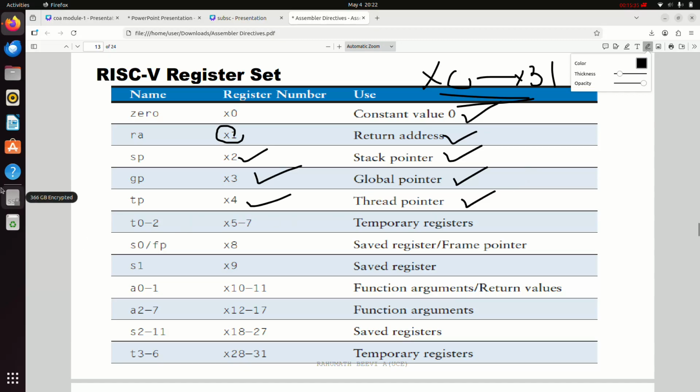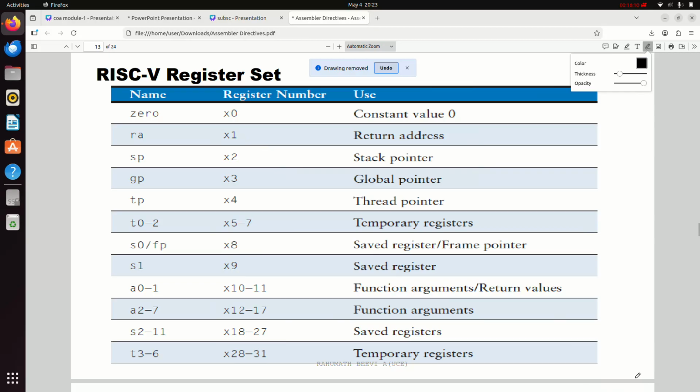Temporary is temporary, you have to understand that first: x5 to x7 are the first temporary registers. x8 is a saved register or a frame pointer. x9 is also a saved register. Then function arguments or return values are x10 to x11. Then x12 to x17 contain more function arguments. Then you have saved registers from x18 to x27, and finally x28 to x31 are the other registers.